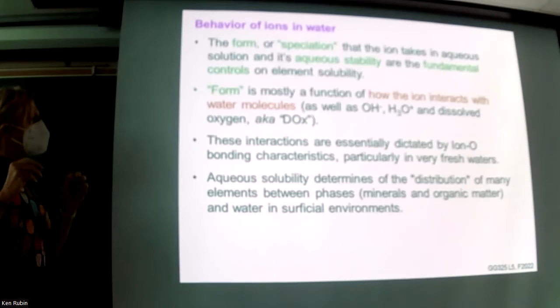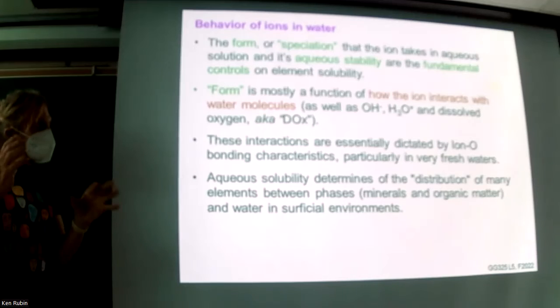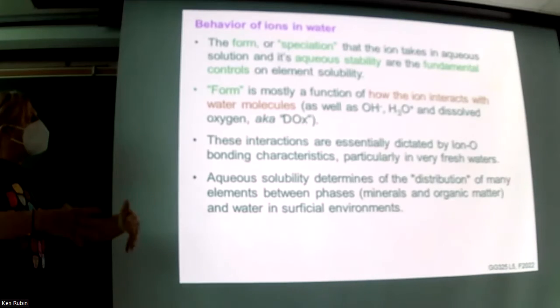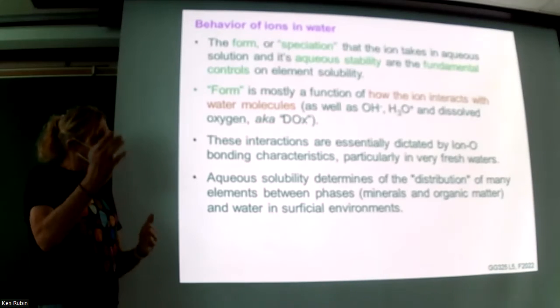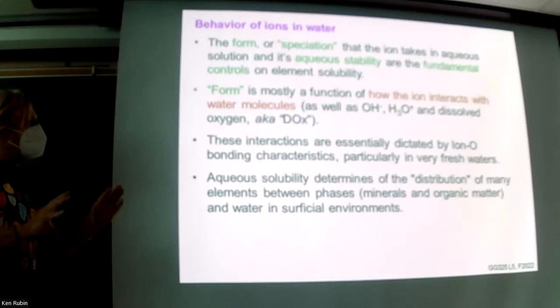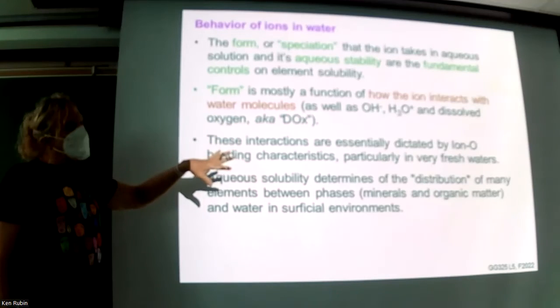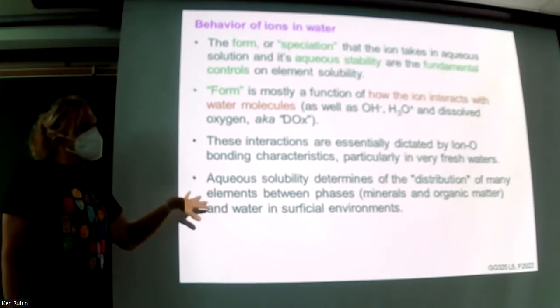And in fact, the bond between oxygen and an ion, whether the bond forms or not, or what character that bond would have, for instance, is it acidic or is it basic? Is it covalent or is it ionic? All that kind of stuff affects the form that a chemical is going to take in water. So that's what affects the speciation.